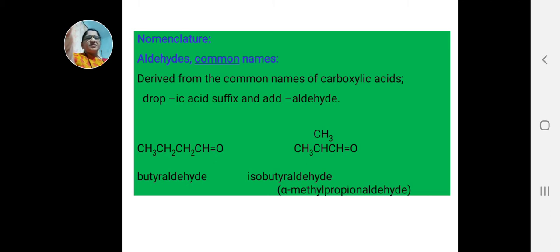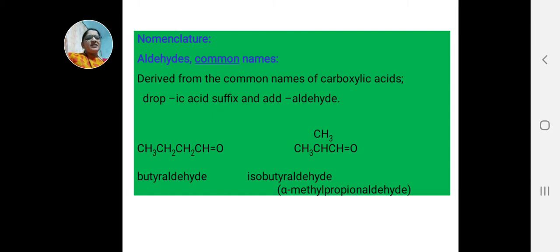For example, the first example, butyraldehyde. In this example it contains 4 carbon atoms in a straight chain. Hence it is a derivative of butane. By oxidation of this butyraldehyde it forms butyric acid. Hence the name of this example, by replacing the ic acid of butyric acid with aldehyde, becomes butyraldehyde.